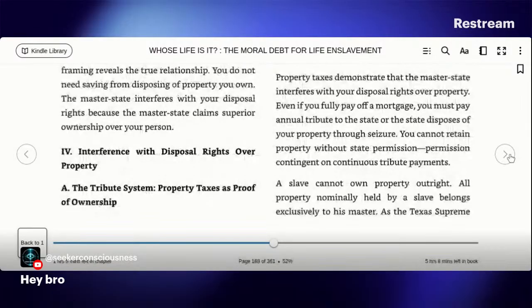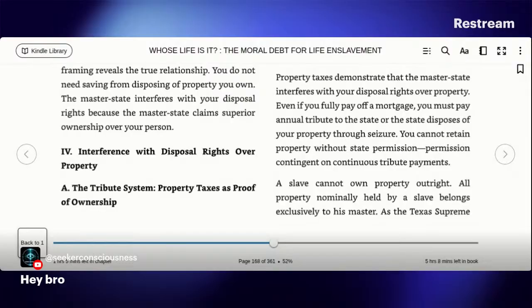But this framing reveals the true relationship. You do not need saving from disposal of property you own. The master state interferes with your disposal rights because the master state claims superior ownership over your person. Property taxes demonstrate that the master state interferes with your disposal rights over property. Even if you fully pay off a mortgage, you must pay annual tribute to the state, or the state disposes of your property through seizure. You cannot retain property without state permission contingent on continuous tribute payments.